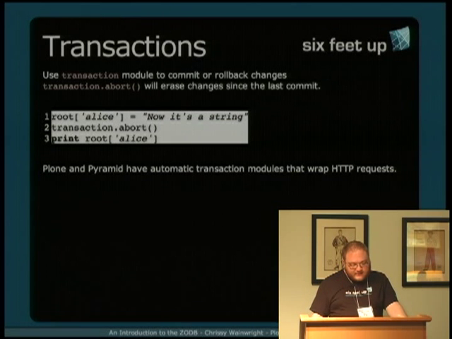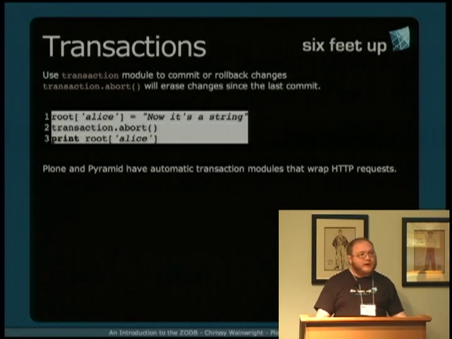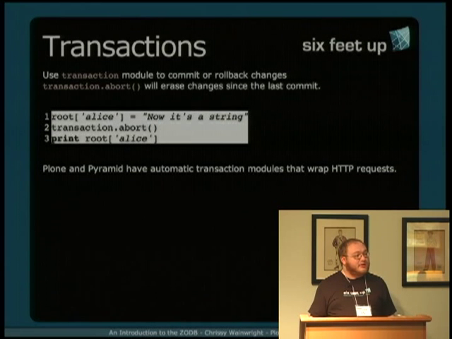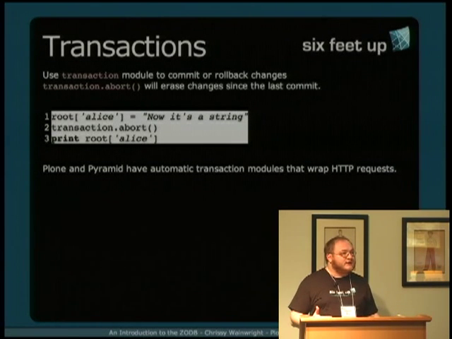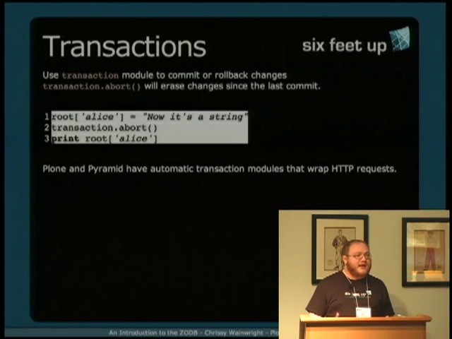It's also worth noting that Plone, I think straight Zope apps and Pyramid have modules that allow you to wrap your HTTP requests with transaction.commit and transaction.abort, so that, say you're processing a form and it fails and you're returning an error code, you can just abort the transaction instead of having to do anything. You can abort the transaction in your middleware during the response rather than having to manage that in your own view function.